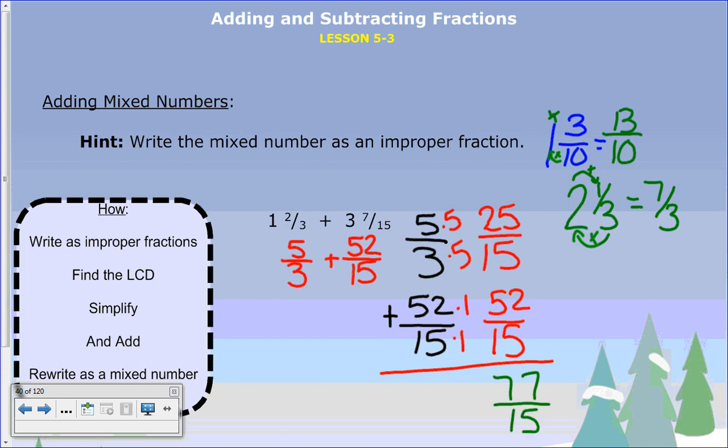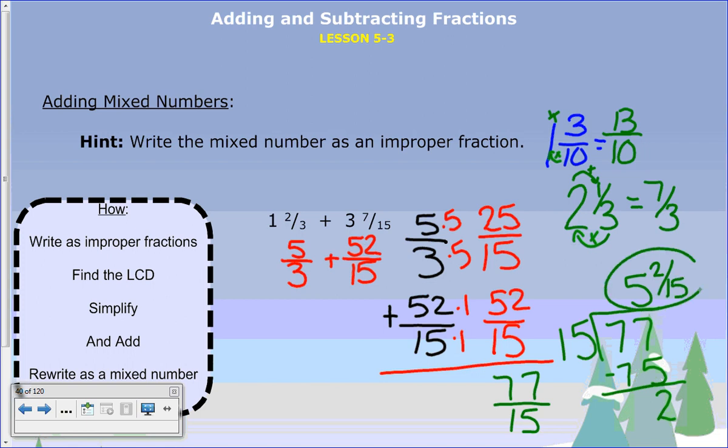Now again, we want to rewrite this as a mixed number, however. So I'm going to go ahead and see how many times does 15 go into 77. And if I take a moment to think, well, 15 times 4 is 60, so 15 more than that would be 65. Or 75, excuse me. So I know 15 times 5 is 75, and that leaves me with 2 out of 15. 5 and 2 15ths.